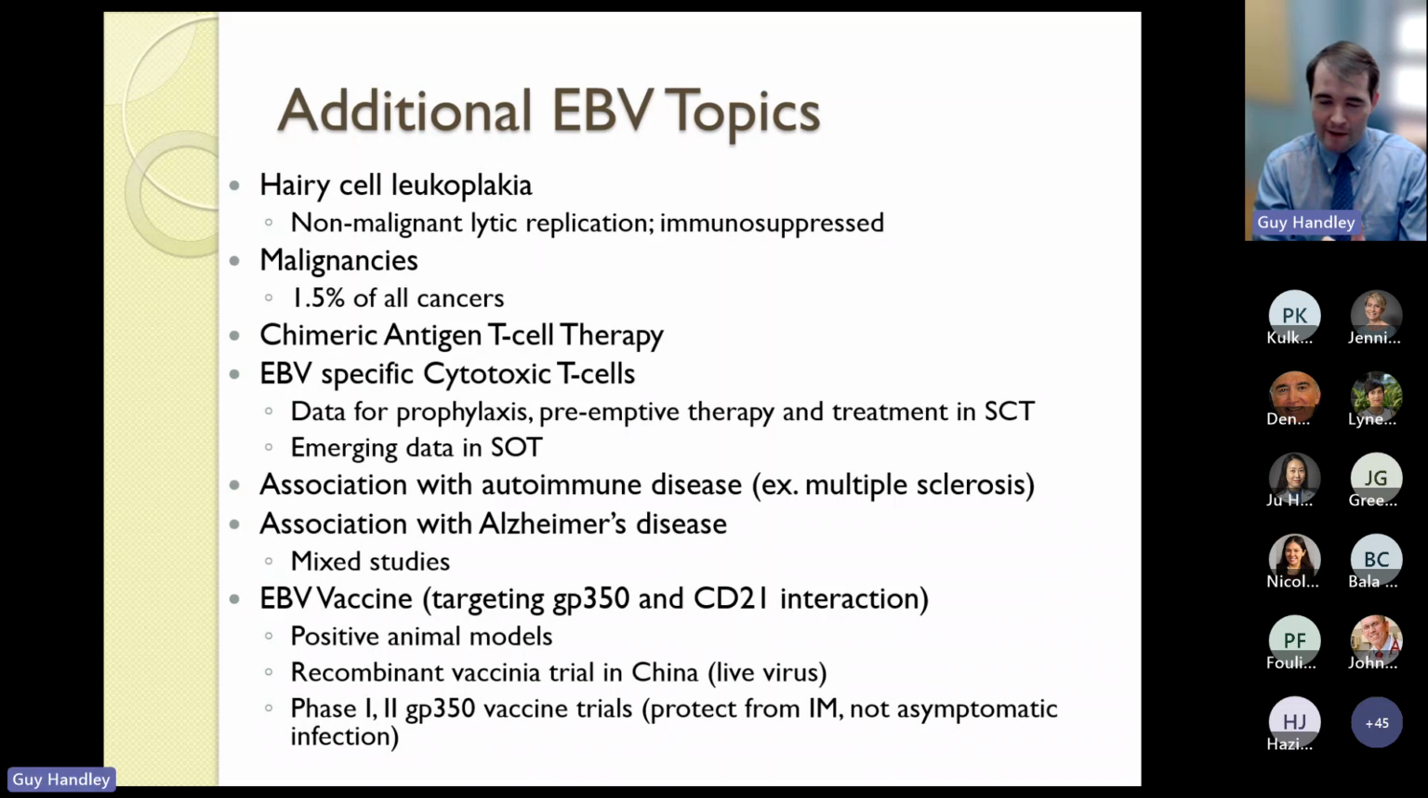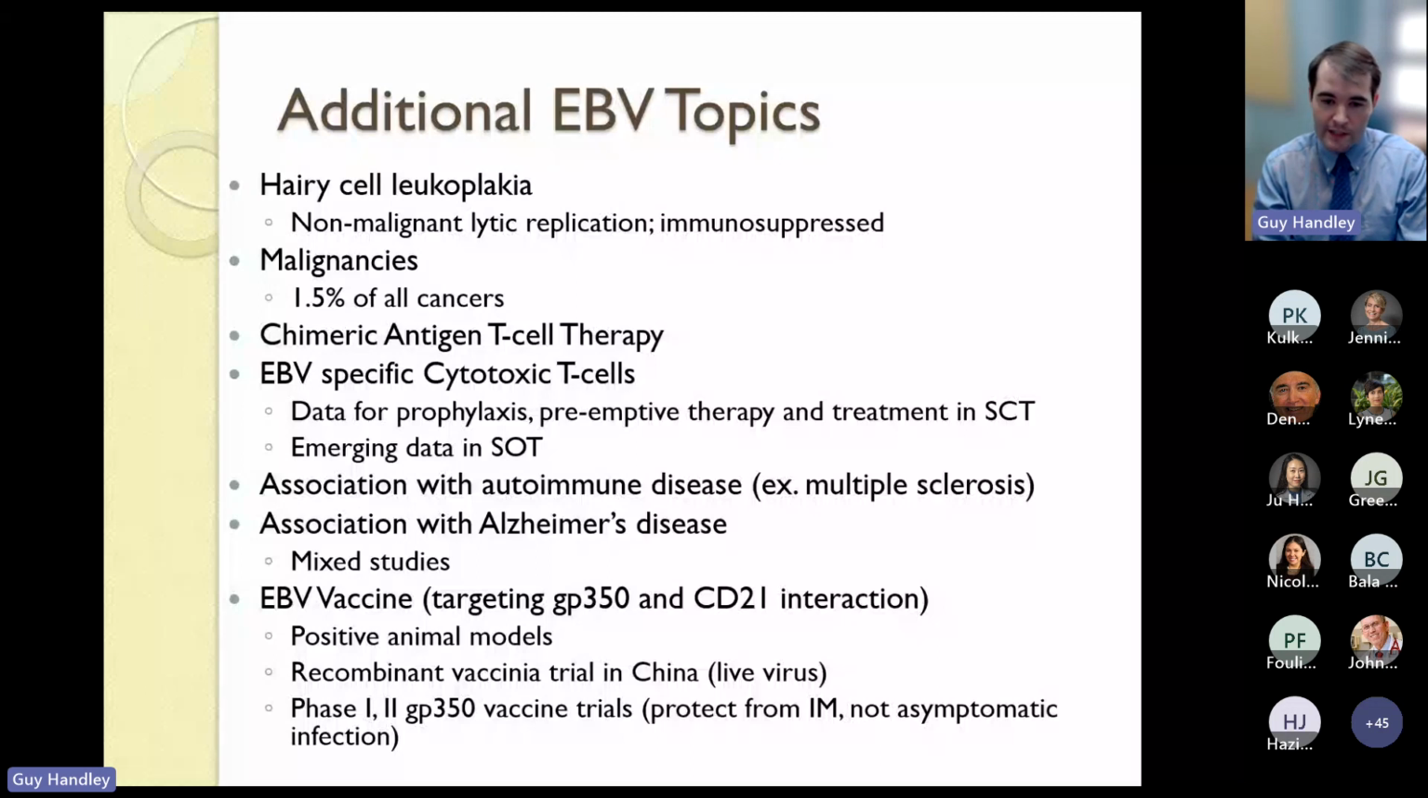With Alzheimer's disease, there are mixed studies. Some studies suggest that EBV seroprevalence increases your risk. Some say that there's not really a difference. And then vaccines, too: glycoprotein 350 is the most expressed glycoprotein on EBV. It's essential for EBV attaching to B cells through the CD21 receptor, and so it's become a very popular vaccine target.